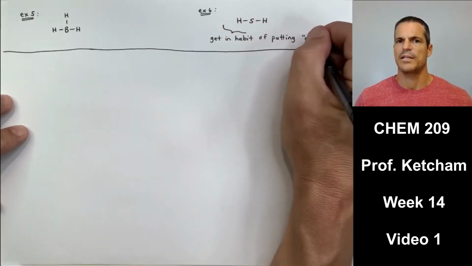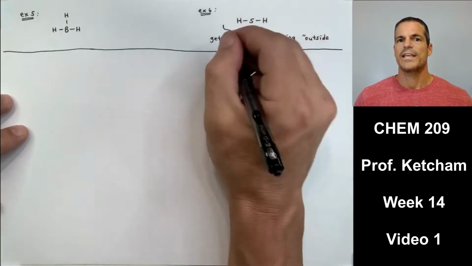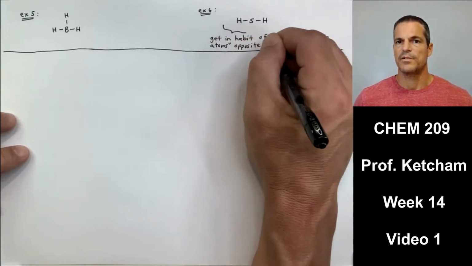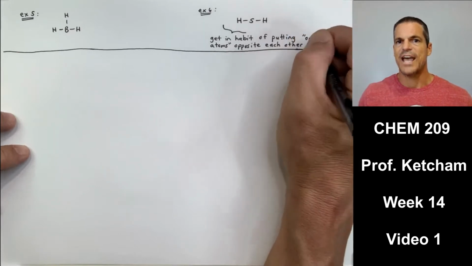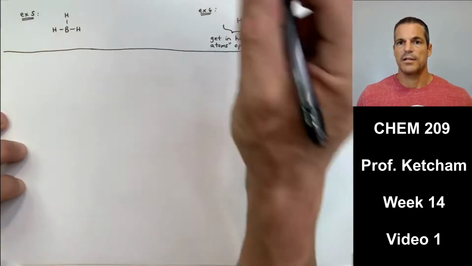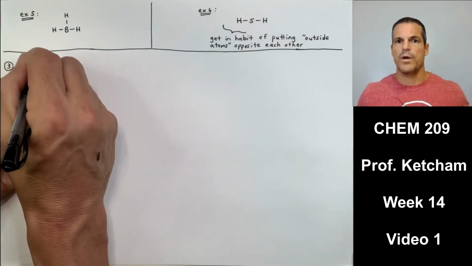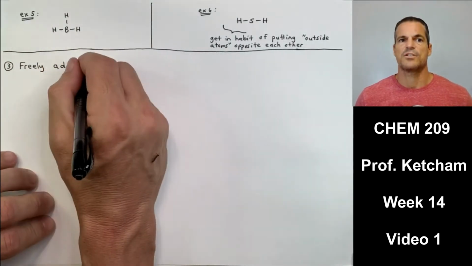Now, why did I put them on the outsides? Well, you want to get in the habit of putting atoms as far away from each other as possible, because those 2 dashes are an electron pair, and electrons repel each other. So I put my dashes away from each other with the HSH.